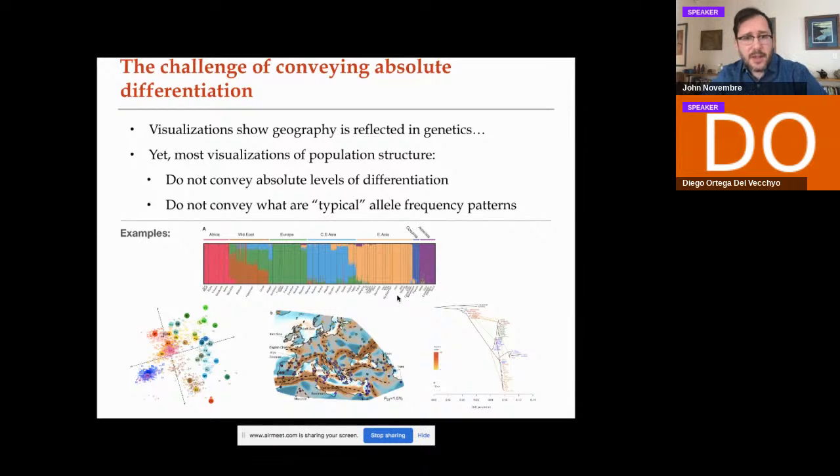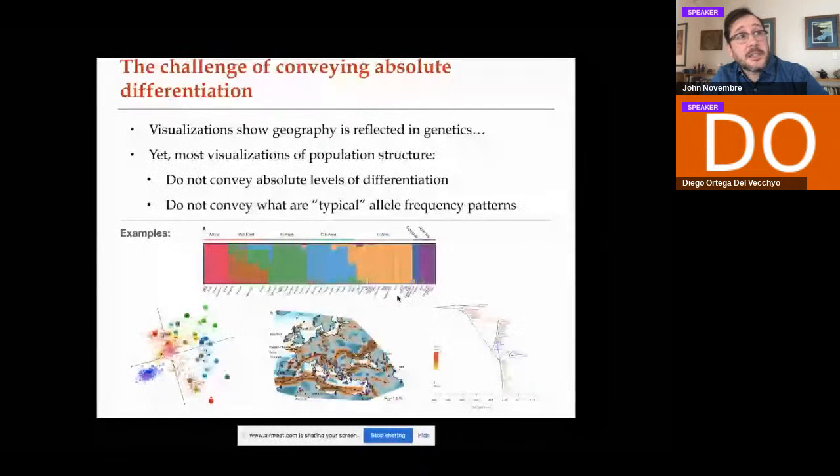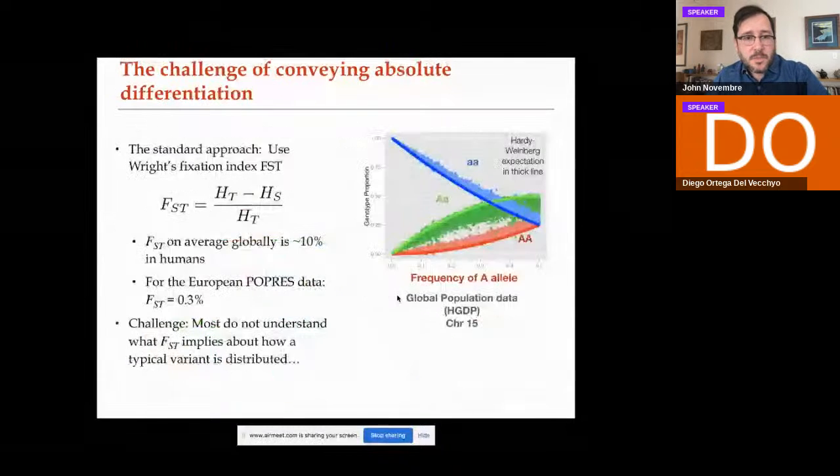I'd suggest that we can't, and that for many people, even folks who've studied, say, human genetics quite a bit, just on the basis of these plots, they would be hard-pressed to say, well, yeah, a typical variant is going to be 20% frequency, this much over the world, right? So we want to try to address this challenge.